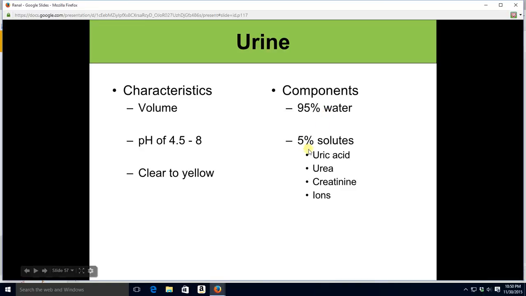Solutes, roughly 5%. Uric acid, which is a product of purine metabolism. Adenine, guanine, your nucleotides. You break down DNA and RNA, you make uric acid. Urea is a protein metabolite. Creatinine, muscle metabolite. And of course, there will be the usual slate of ions as well.